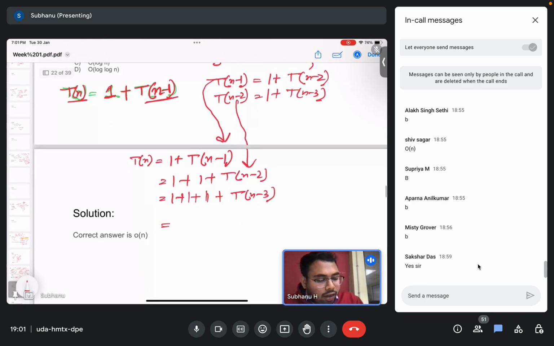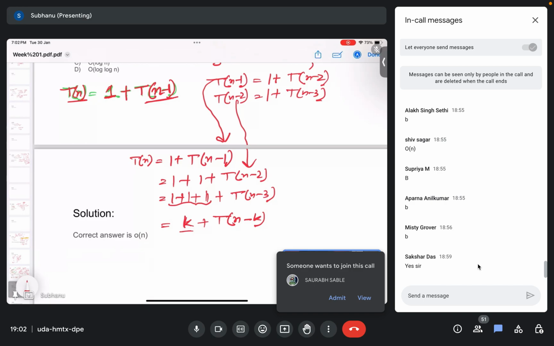So here it will come k plus T(n-k). You can see that for 3 it was 3 plus T(n-3). That's why I have written, for k times it will run, it will check the if condition k times. That's why k plus T(n-k).